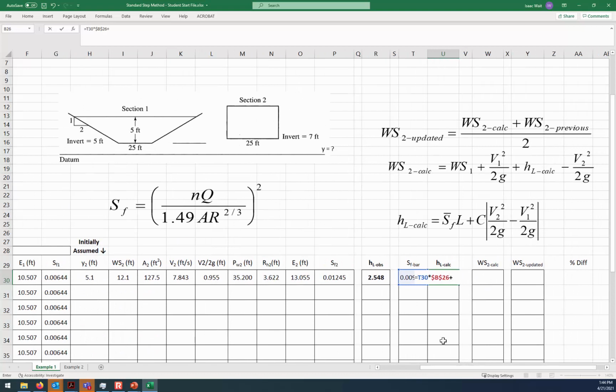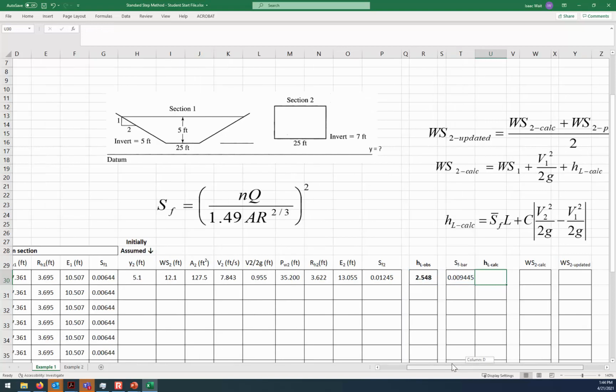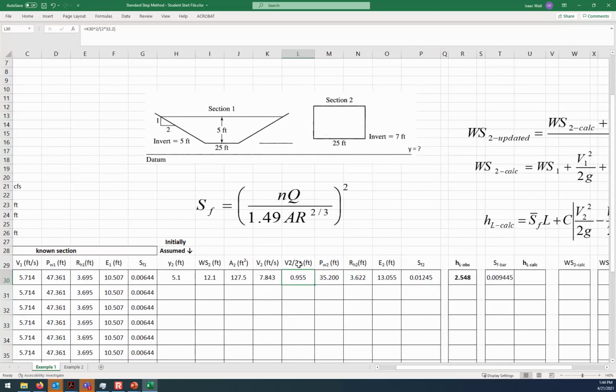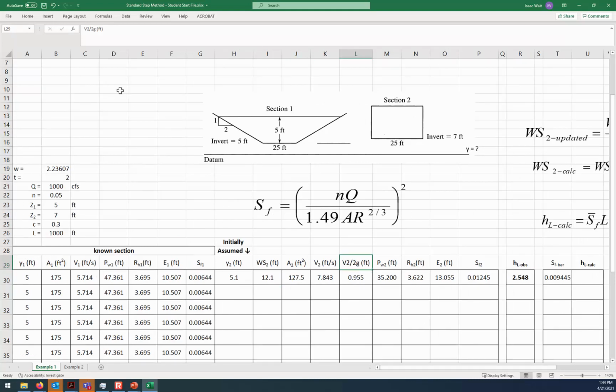Plus the difference in the velocity heads. And I guess this is where I'm going to have to bail out on this equation, because we have the velocity head for location 2, but we don't have a separate column that gives us the velocity head at location 1. Let's do that, because it'll make things quite a lot simpler if we have it.